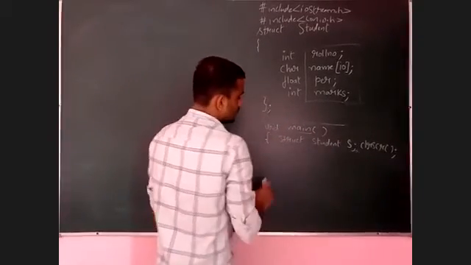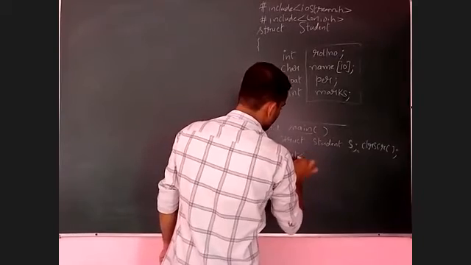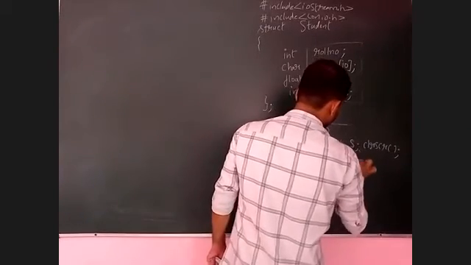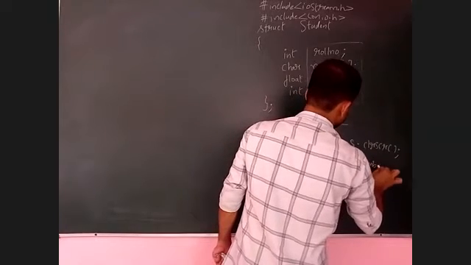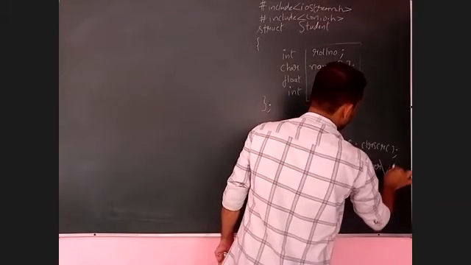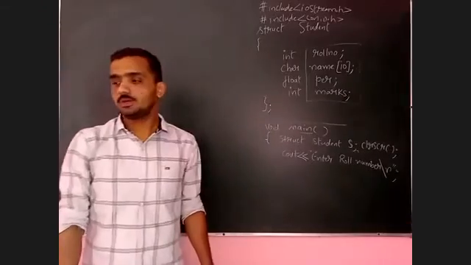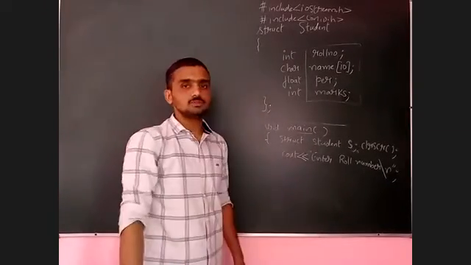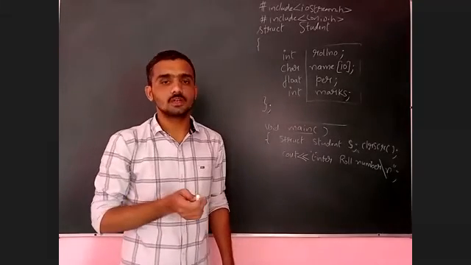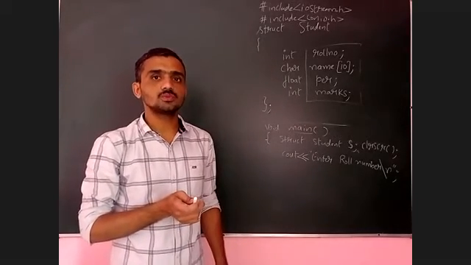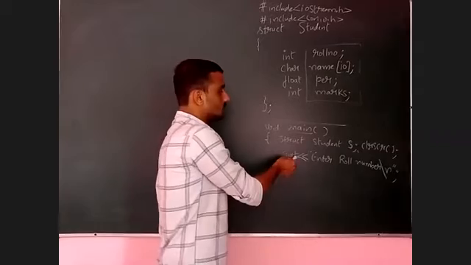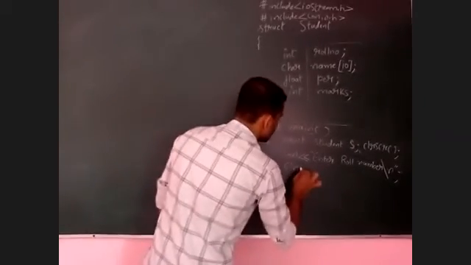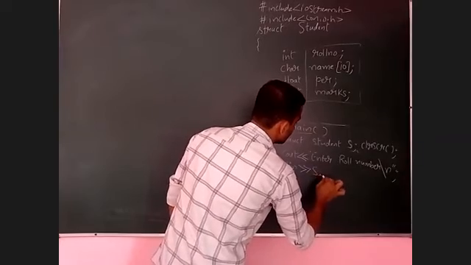Set student s, right? So cout: enter roll number. I hope people are getting this concept, right? Instead of giving values in the program, we give the values on the console screen, on the black screen. For that purpose, you have to write the cout statement, enter roll number. Then the cin statement, extraction operator, s dot roll number.